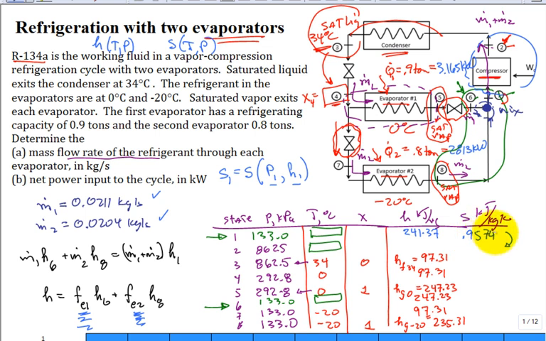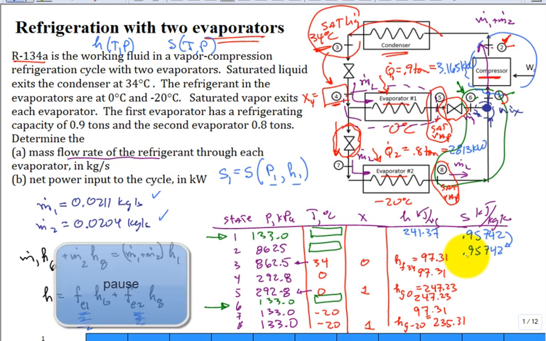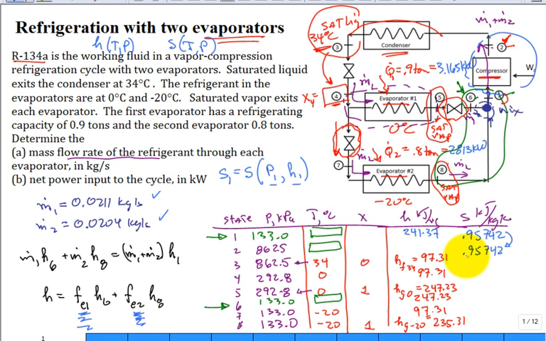S1 is 0.95742. How am I going to get the enthalpy coming out of the compressor at state 2 now? How do we do that? I'm going to pause. You tell me. How do you get the enthalpy at state 2? Exactly, the state principle again. So we find the enthalpy at 2. Enthalpy is a function of two independent intensive properties. We know the pressure at 2, and we know the entropy at 2. S2 is equal to S1.